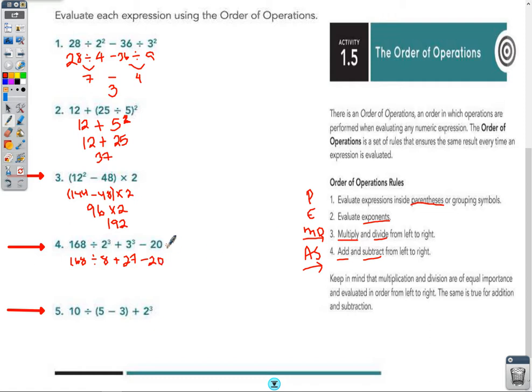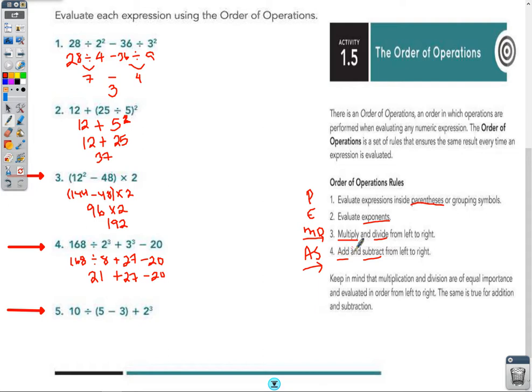The next operation: I've done my exponents. Now I'm looking for multiplication and division. I do have division right here. So I'm going to do 168 divided by 8, because there is no other multiplication or division. 168 divided by 8 should be 21. And I bring everything else down again. 21 plus 27, bring down the minus 20.